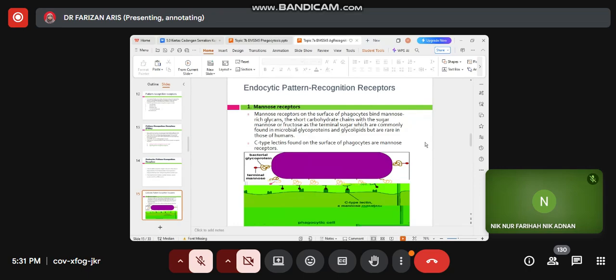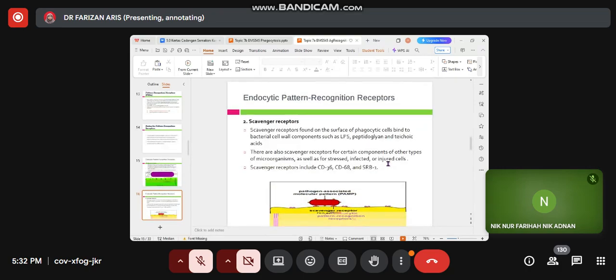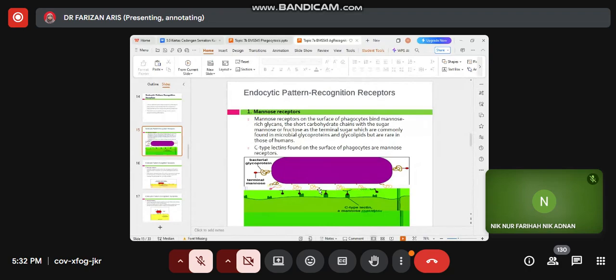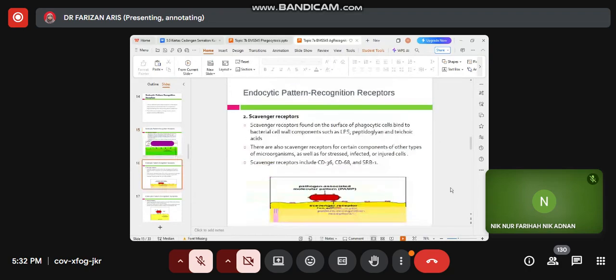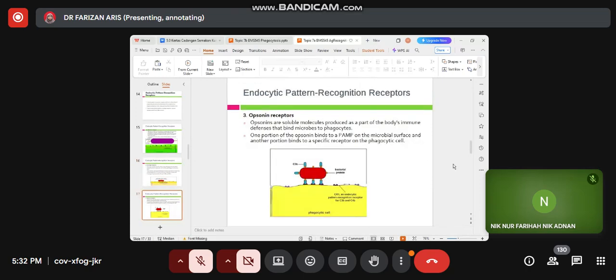which are usually present on the surface of phagocytes. And normally when they have this kind of receptor, they will be able to engulf the pathogen and digest them. So there is endocytic pattern recognition. That's why they are usually available on the surface of the pathogen. So including scavenger receptors, opsonin receptors.